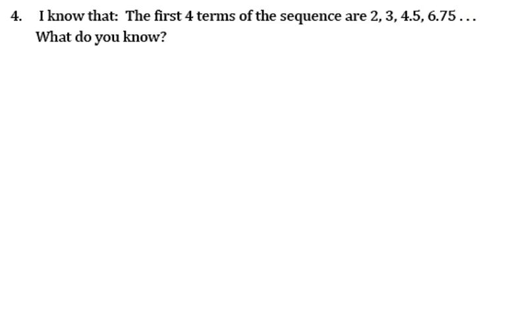So the first 4 terms: 2, 3, 4.5, 6.75. Could we add a number? Well, 2 plus 1 would get us 3, but plus 1 wouldn't get us 4.5, would it? It would get us 4. So it's not arithmetic. Is it geometric? Well, 2 times what will give us 3? And then 4.5, and then 6.75. If you're not sure, just go 3 divided by 2. That would be 1.5.